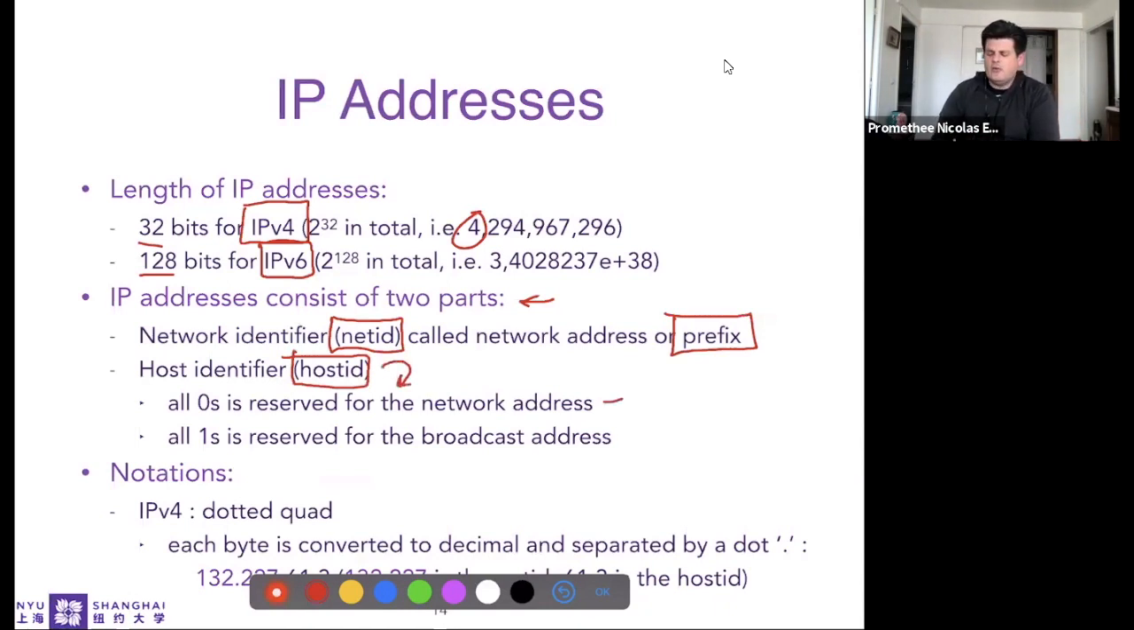So be careful with the host ID. We have two specific values that cannot be used to identify a host. All zeros means that the IP address is for the network. All ones is the broadcast address on that network. So you cannot use those specific host IDs for any host. And the notation that we're using is what we call the dotted quad, which means that we take a byte, we put a dot, we convert it to decimal, and that's the IP address for humans. The routers or hosts still need the 32 bits.